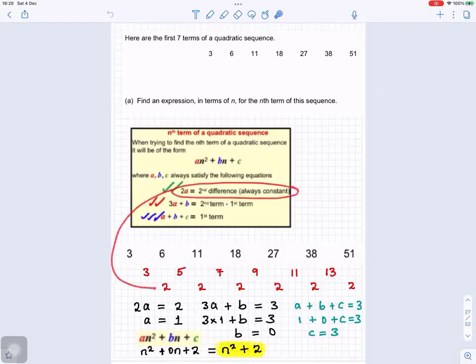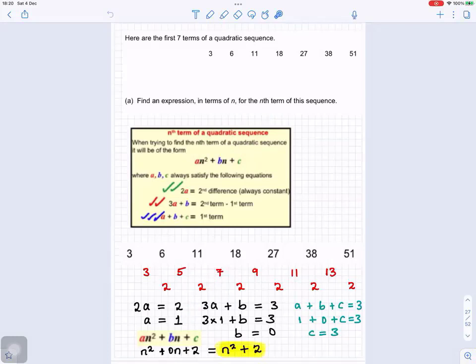So take that second difference. Write 2a is equal to that 2. And that means a is 1. 2 divided by 2 is 1. So we've got a is 1. Remember, we are looking for a, b, and c. Now a is 1. What do we need to find?